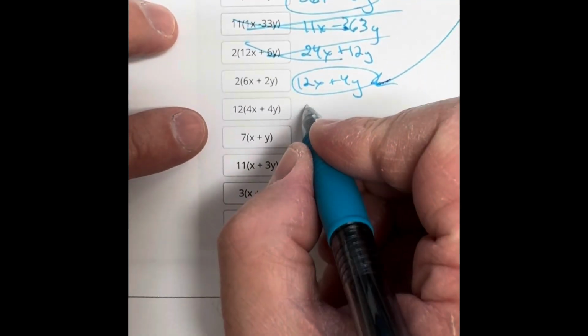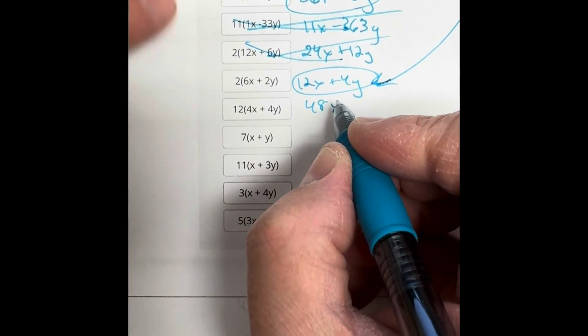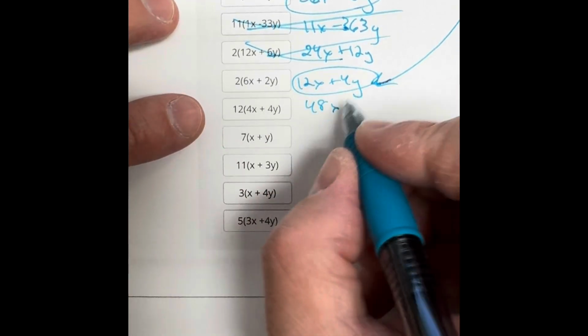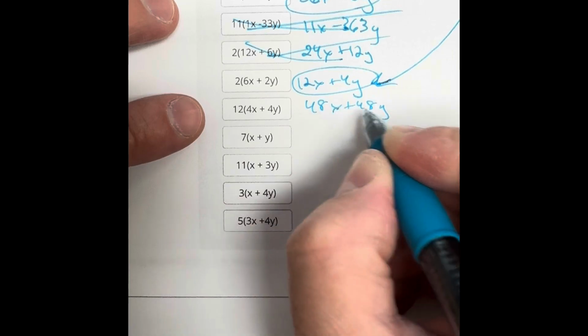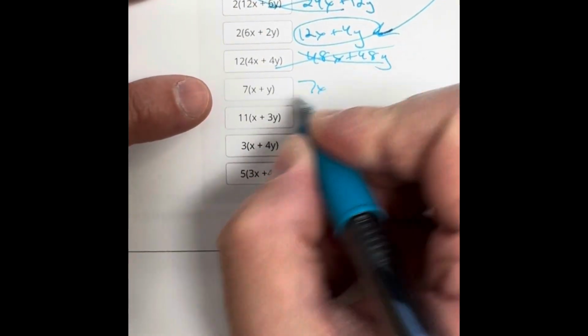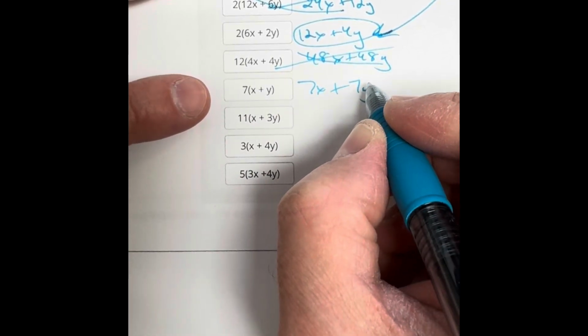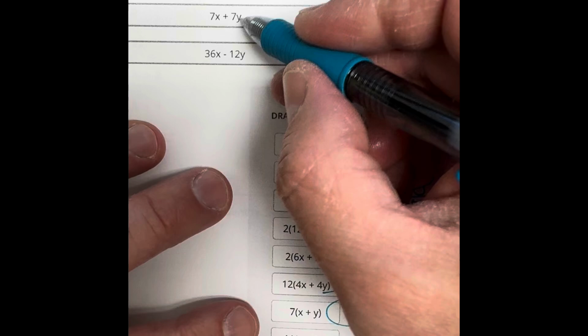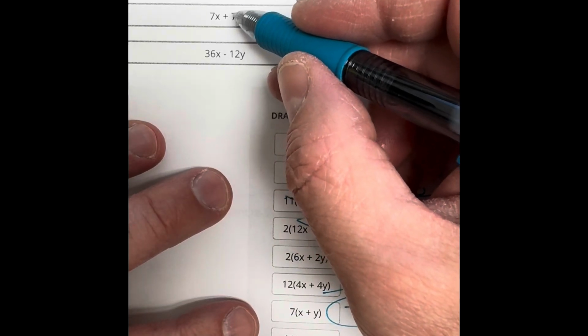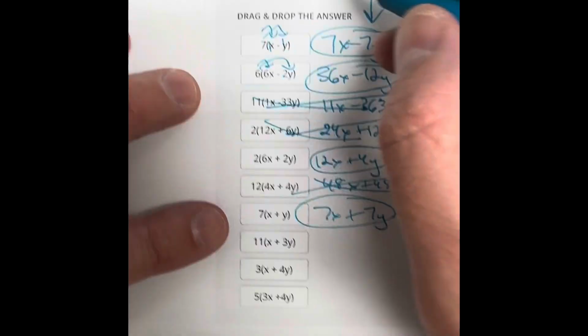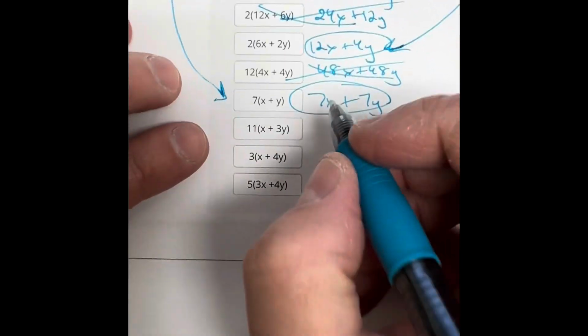12 times 4x is 48x. I can tell you already this one doesn't exist up here. And then 12 times 4y is 48y. Just be careful about your multiplication. That one doesn't, we don't have a drop down here for that. 7 times x is 7x, and 7 times positive y is 7y positive. We do have that. Actually, this one was weird. I got this one wrong. This said plus. This is minus. It doesn't work because this one goes in here. You should have stopped my video. You should have told me.